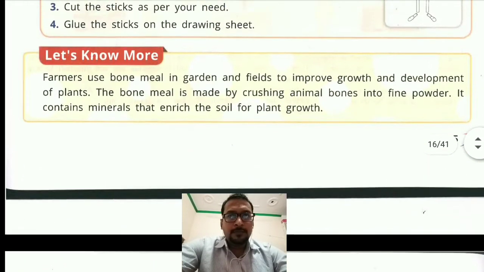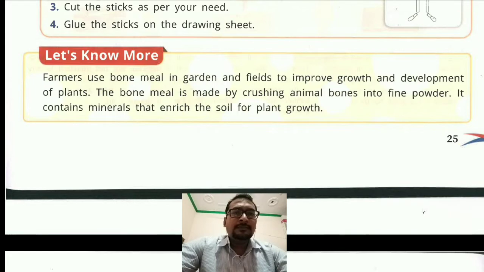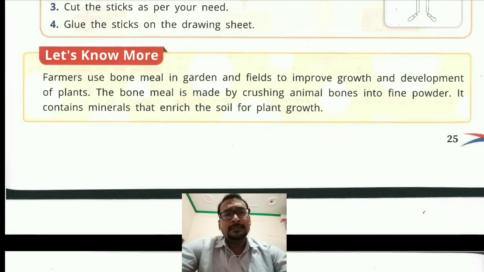Let's know more. Farmers use bone meals in garden and fields to improve growth and development of plants. The bone meal is made by crushing animal bones into fine powder. It contains minerals that enrich the soil for plant growth. So it works as a fertilizer.